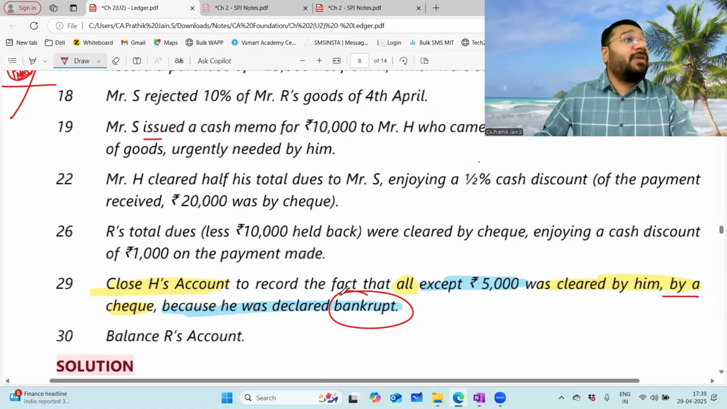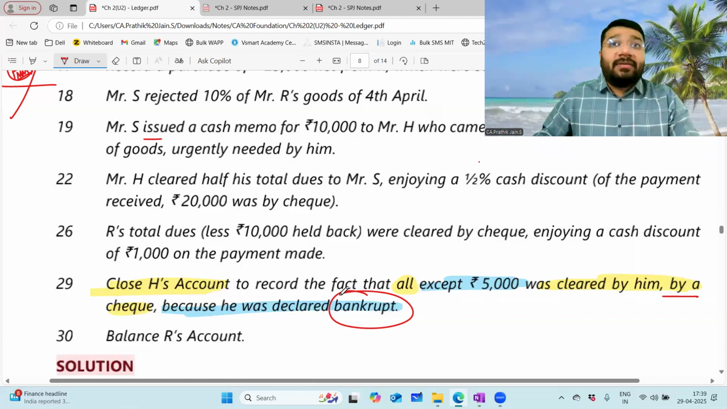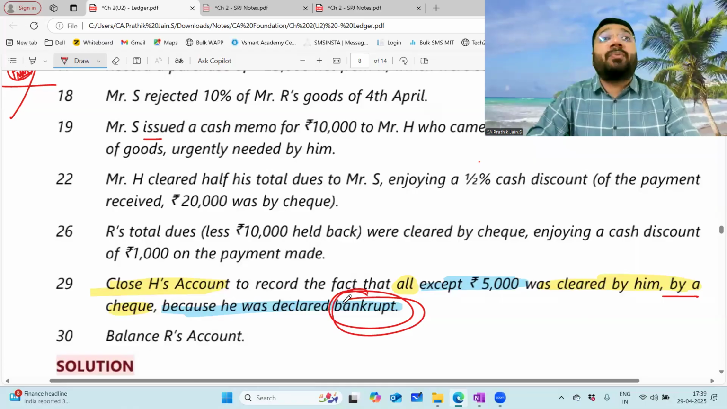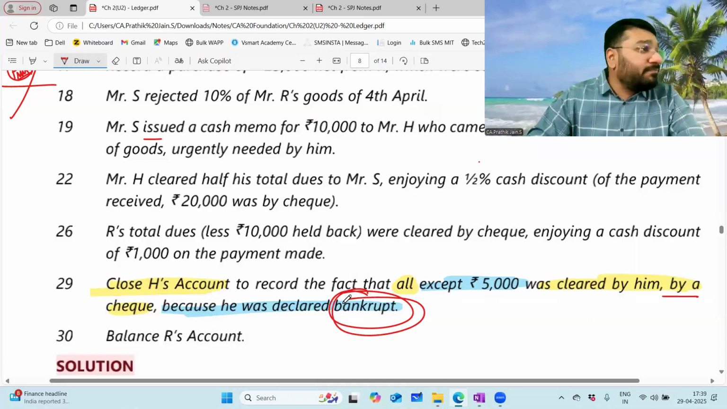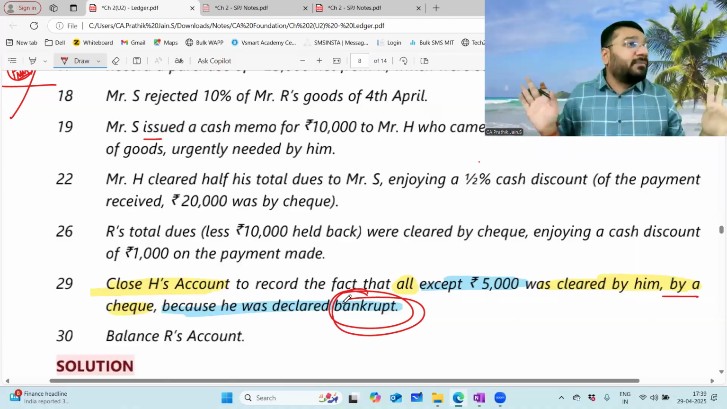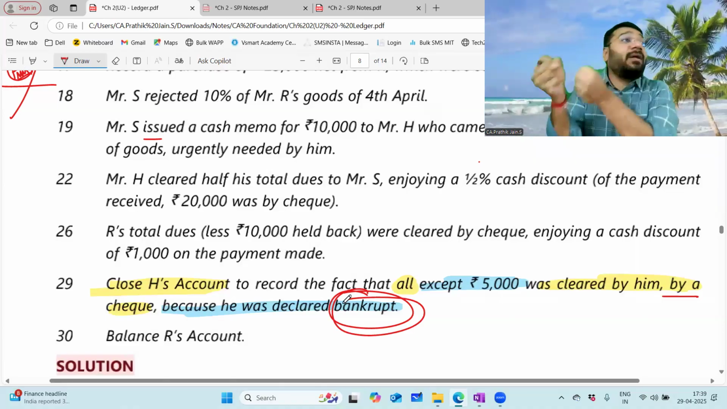That position, what Rajnikant was there in that movie, is called the position of bankruptcy. Bankrupt means a person becomes a pauper and doesn't have anything. Nothing. And all his assets and liabilities are now under the control of the court.